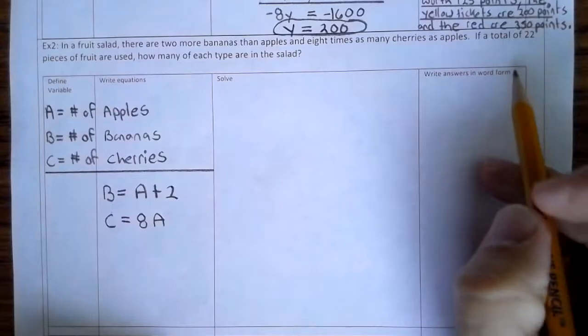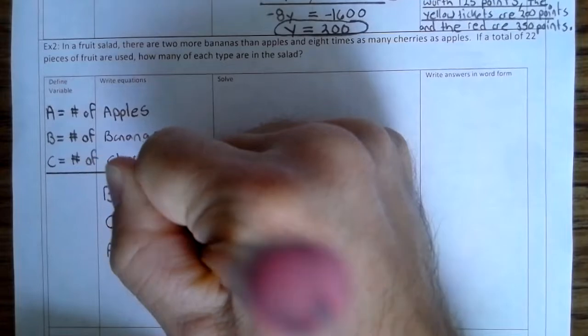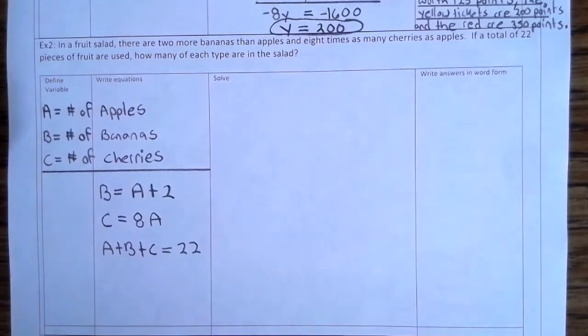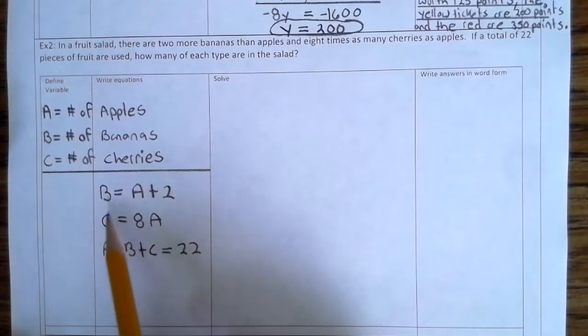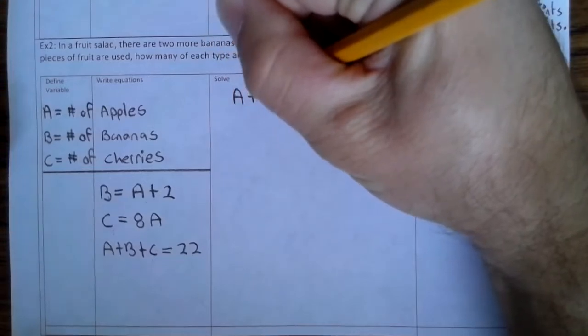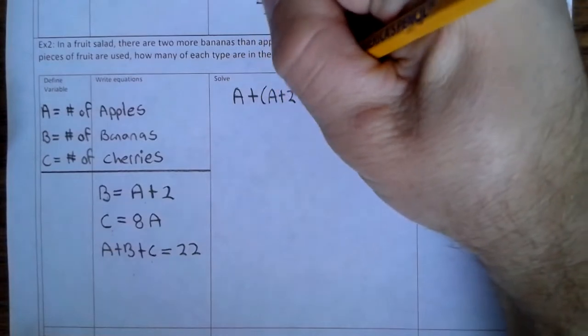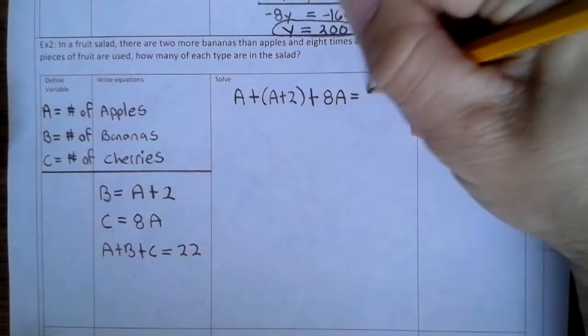There's a total. Total is the easiest one, right? That's just A plus B plus C equals 22. Now this one's in a unique situation in that B is defined in terms of A and C is with respect to A. So we can do substitution for B and C and have an equation just with A. So we take A plus B, but B is actually A plus 2, plus C, but C is actually 8A, and that equals 22.